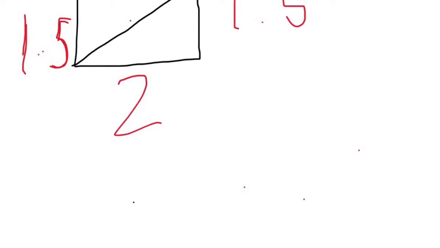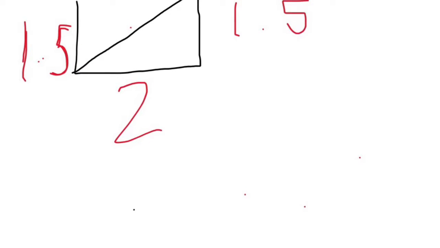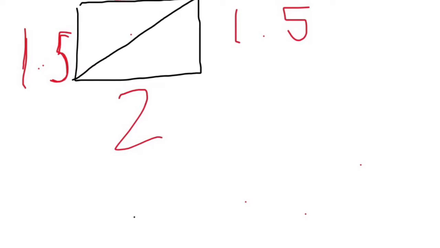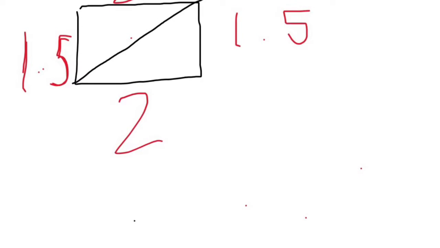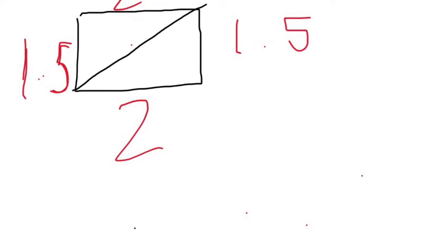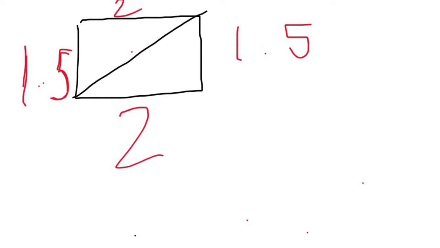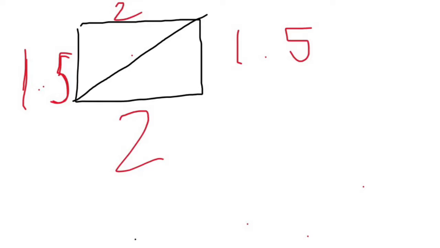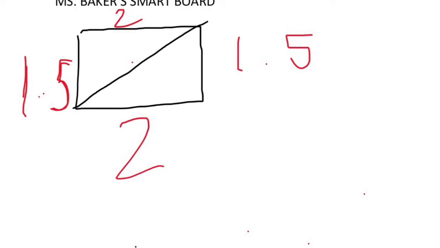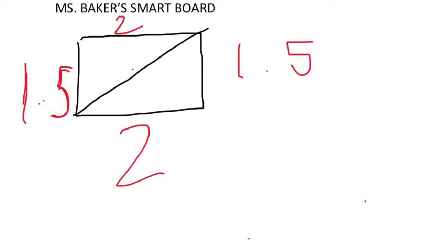Right here we have Ms. Baker's smartboard that she has in class. As you can see, I made a few rough assumptions of how long it is. So as you can see, the bottom and the top are both congruent. They're both 2 meters, and the sides are 1.5 meters. And the way we're able to make a triangle out of these is we just split the rectangle in half. We split the smartboard in half, as you can see right there.